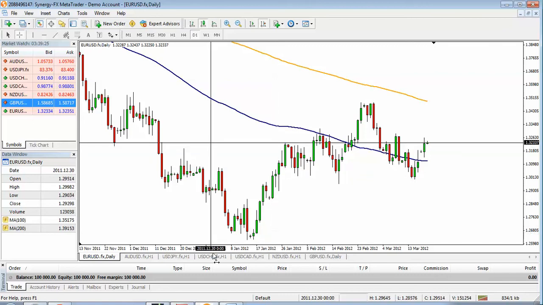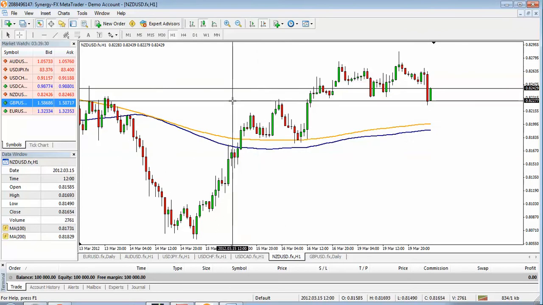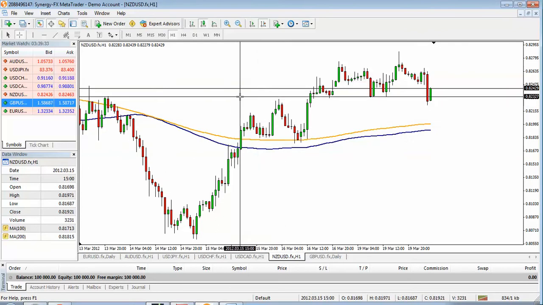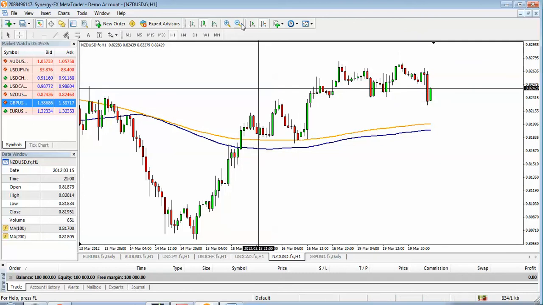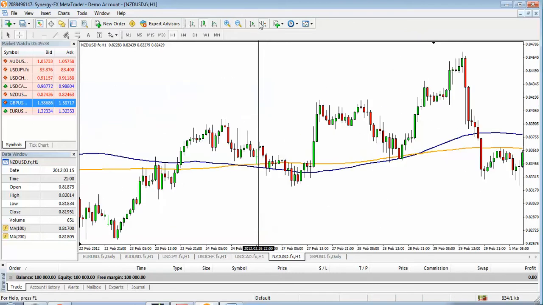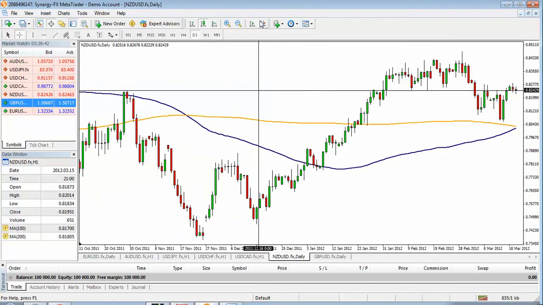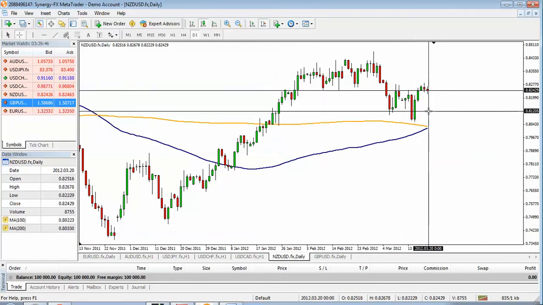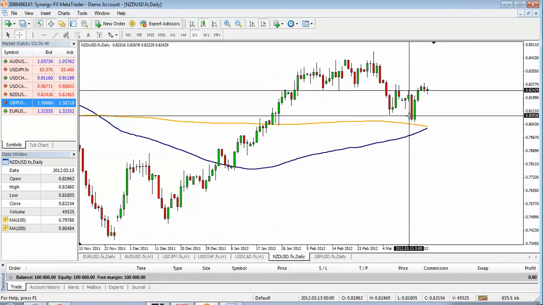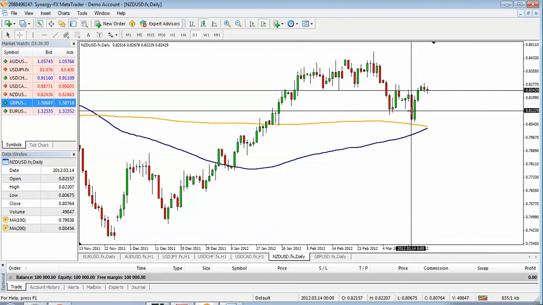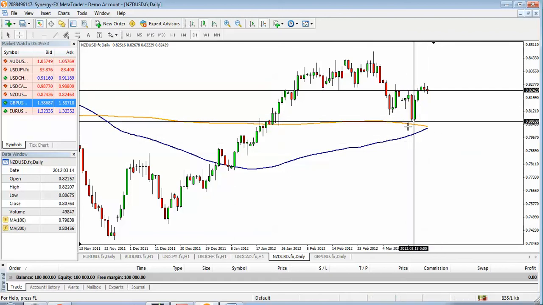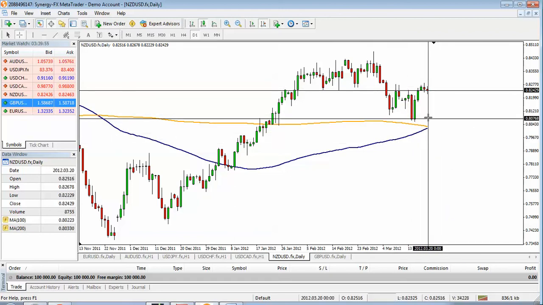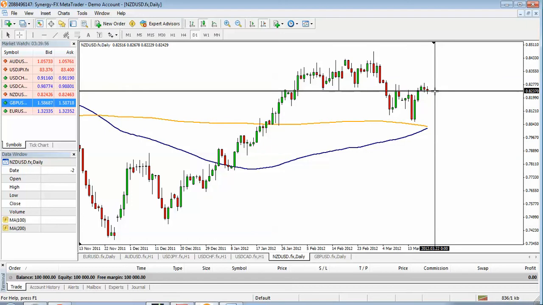So the other pair that I want to take a look at is the New Zealand dollar, which again seems to be in a pretty range-bound scenario here. If we're looking at the daily, we see some indecisiveness here, and we see a failure from sellers to push this down past the 200 and 100 moving average, and I see buyers starting to push this back up. This level is huge for me.